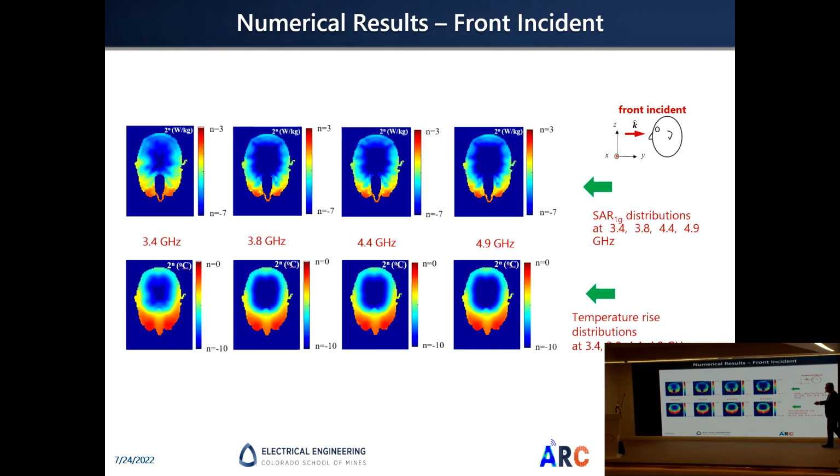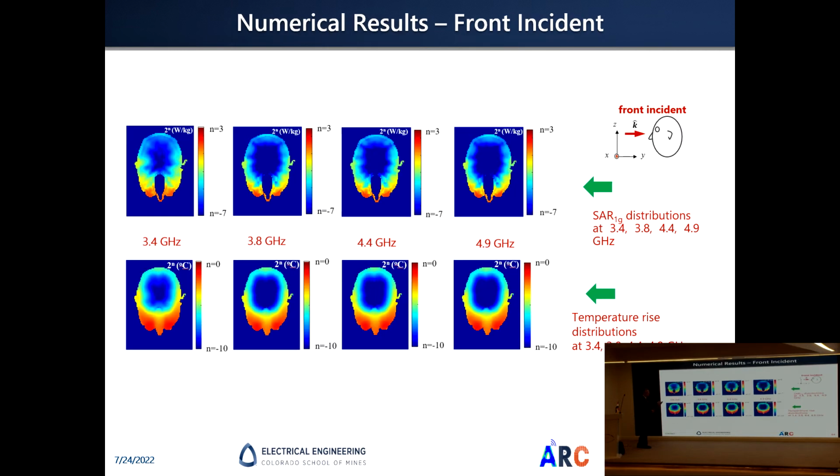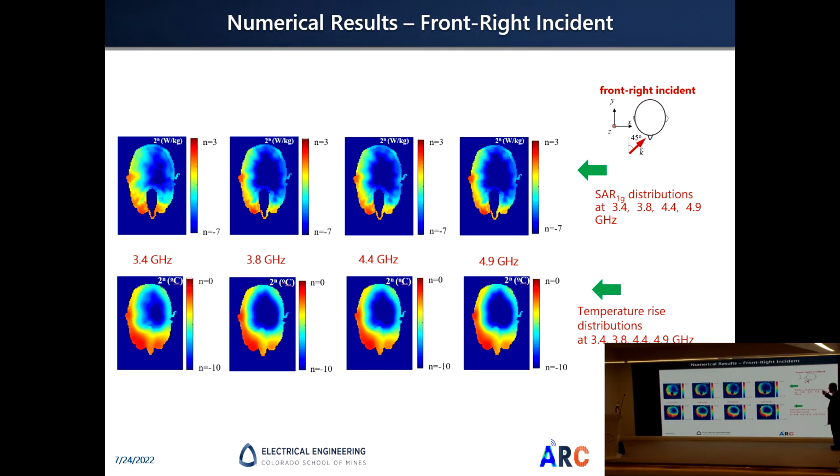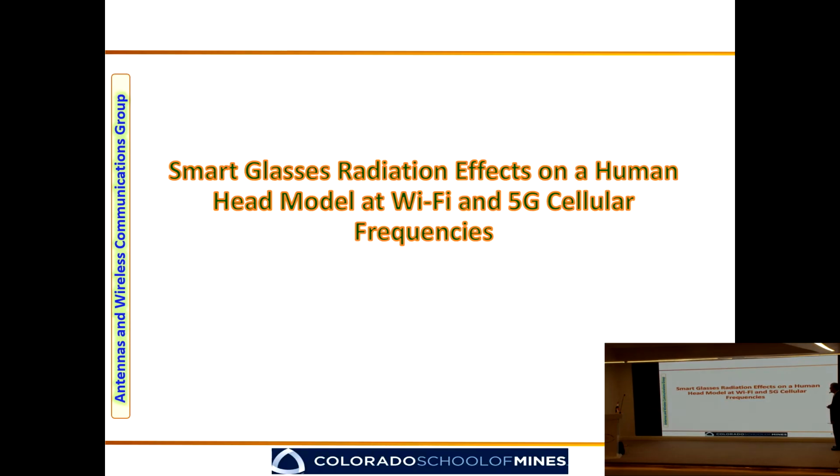Again, these are the different frequencies for which results were obtained: 3.4, 3.8, 4.4, and 4.9, in terms of SAR and in terms of temperature rise. This is one kind of exposure. Basically, you see the field is stronger here. This is a different kind of exposure, and this is the third kind of exposure.